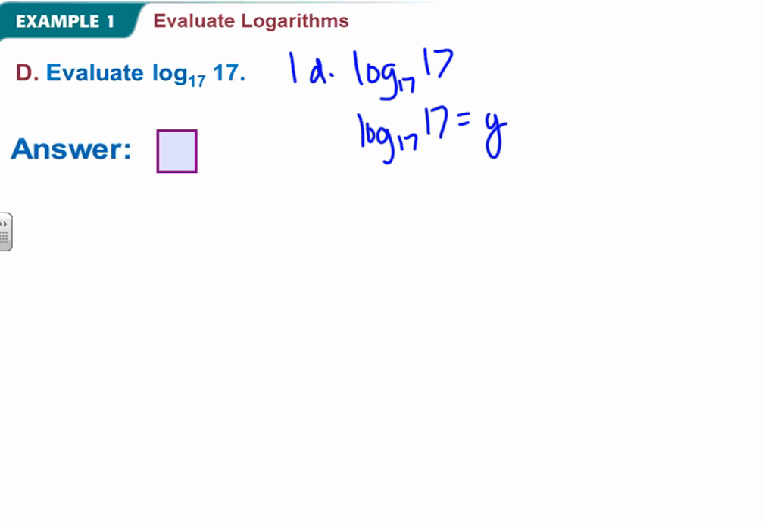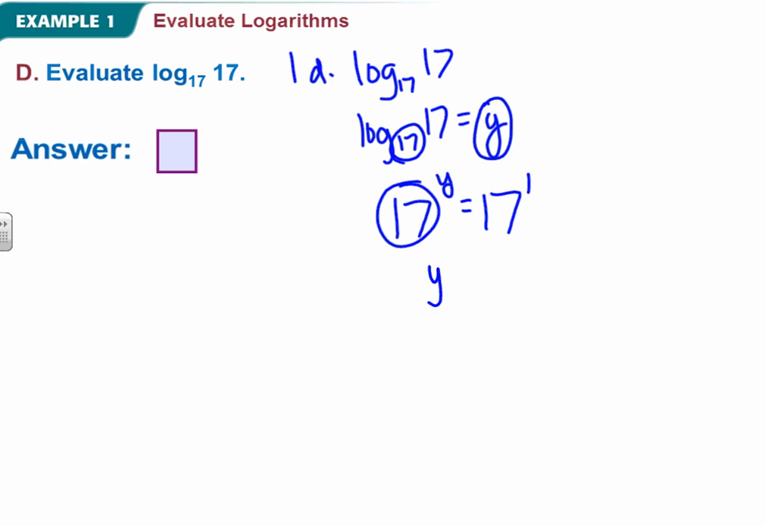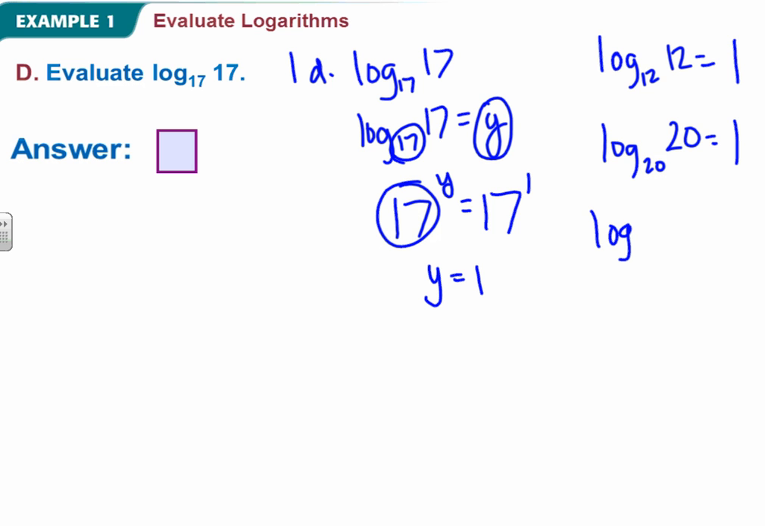1. And so think about what that is. That is 17, this base, raised to the exponent y is equal to the answer, which is 17. And so that 17 is like 17 to the 1, so y equals 1. So comparably, let me ask you 3 quick questions. What's the log base 12 of 12? 1. The log base 20 of 20. The log base E of E, 1.